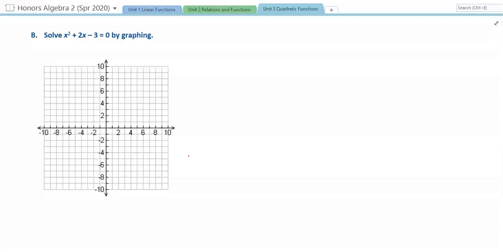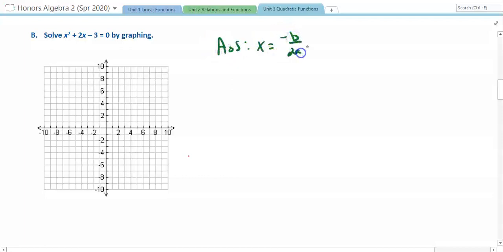All right, did you pause it? I hope you did, because here we go. So the axis of symmetry, AOS, right? Axis of symmetry is equal to x equals the opposite of b over 2a.